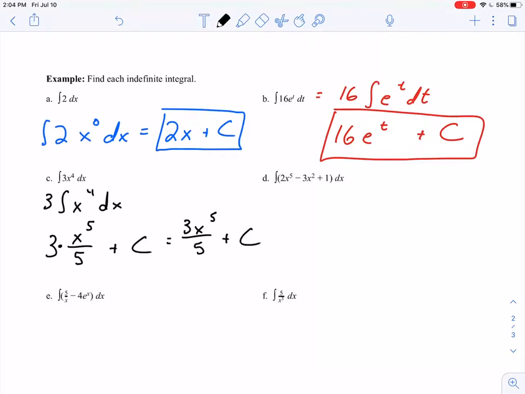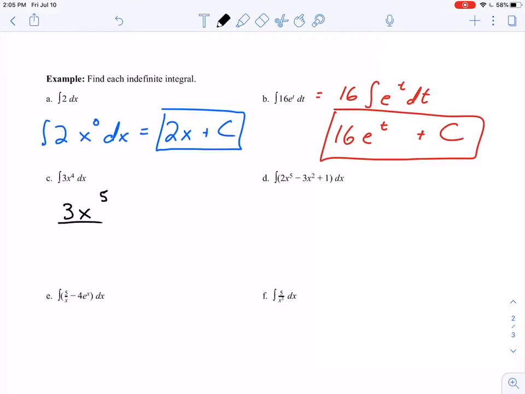However, I think when we're working with polynomials like this, factoring that out is a little bit more trouble than it's worth, and I think some students have some difficulty simplifying this part right here. So for polynomials, I don't know that I would recommend doing that. I would just say, you know what? We're going to do the power rule right here. We're going to add 1 to the power, so 3x to the 5th power, divide by that new power of 5, plus my constant of integration c.